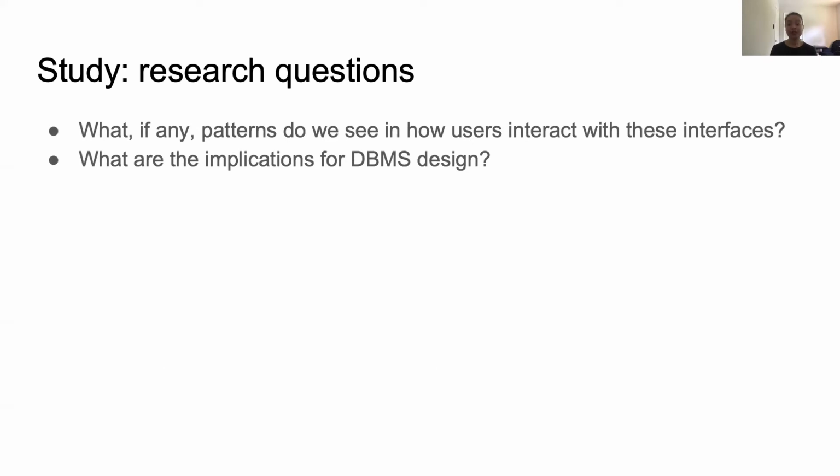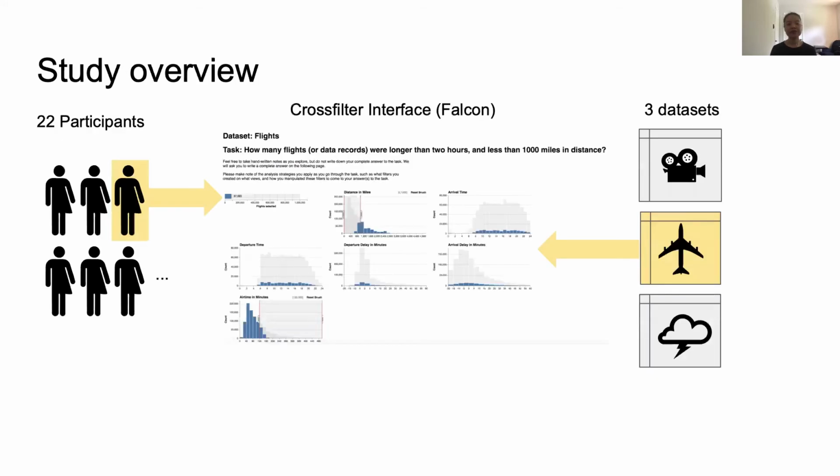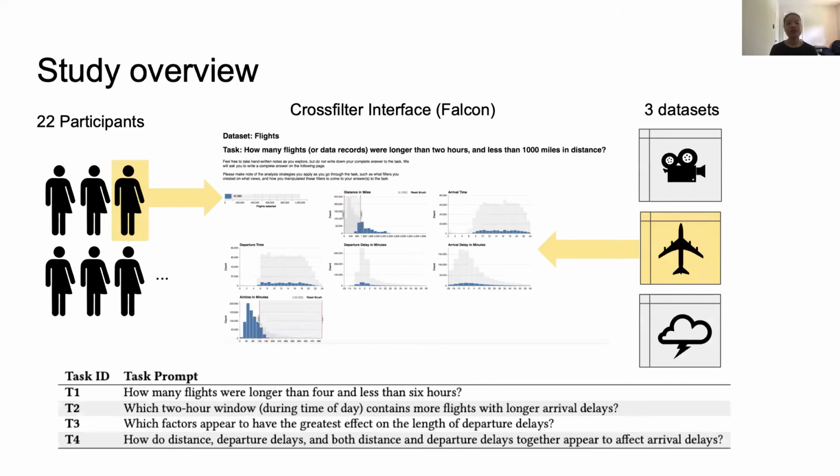First, I'll start talking about our user study, where we had 2 questions we wanted to answer. What, if any, patterns do we see in how users interact with cross-filter interfaces, and what are the implications for DBMS design? So we had 22 participants using Falcon to explore 3 different data sets: movies, on-time flight performance, and weather data. For each data set, each participant completed 4 different tasks, where the tasks varied in complexity, and they varied in terms of open-endedness, or how exploratory the task was.